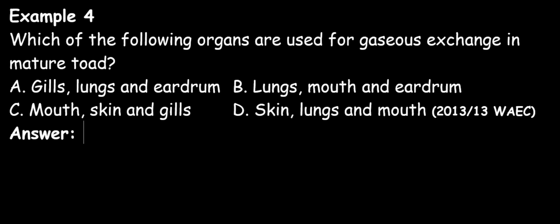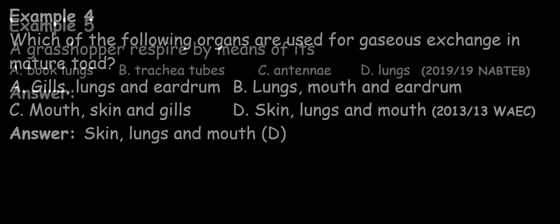In the course of our teaching, we discussed the mechanism of respiration in the toad, and we made mention of the fact that the tadpole stage of this organism uses the gill as the means of respiration. For the adult toad, it uses three mechanisms, which include the skin, the mouth or buccal cavity, and the lungs. Based on this fact, our answer will be D. Skin, lungs, and mouth.